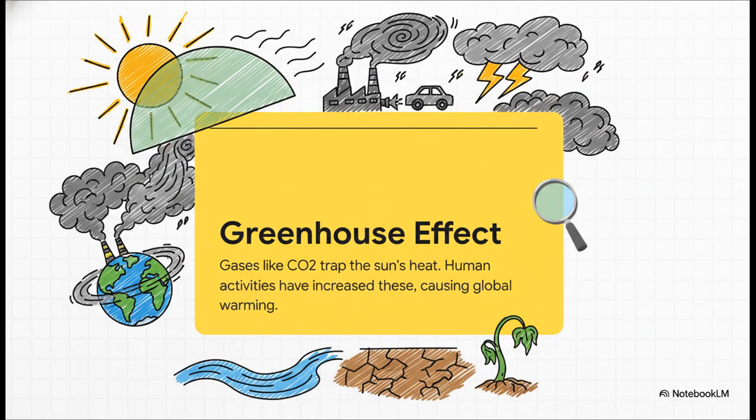And finally, we have to talk about climate change. Now, the greenhouse effect is a good thing, naturally. It's like a blanket of gases that traps just enough of the sun's heat to keep Earth cozy. The problem is, human activities have been adding way too many extra layers to that blanket. Now it's trapping too much heat, leading to global warming, which is messing with the climate patterns we know.